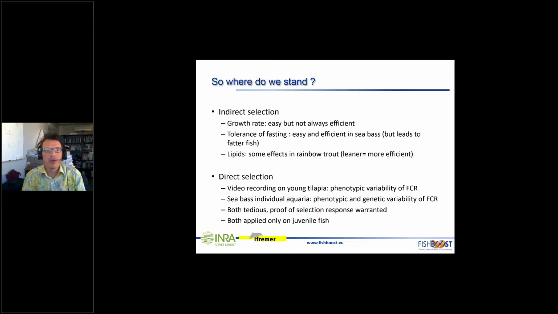What will happen if we control fat? Will we further increase feed conversion ratio? We don't know for the moment. Lipids, there have been some effects shown in rainbow trout with the lean and fat lines, and also with the correlations that the team of Antti has shown with feed intake and feed efficiency. So, yes, there are good possibilities.